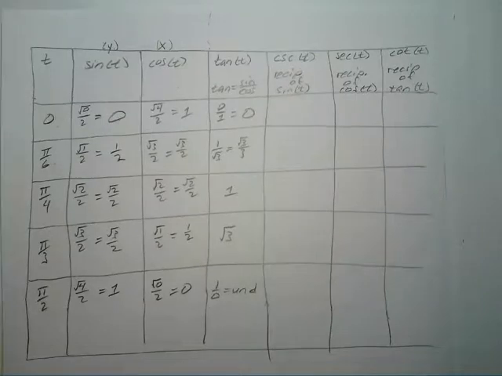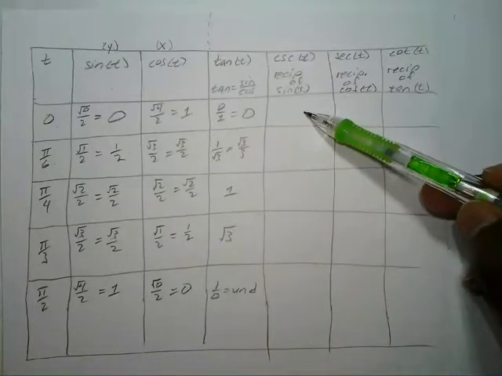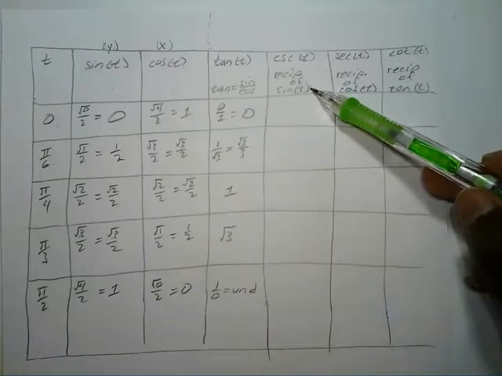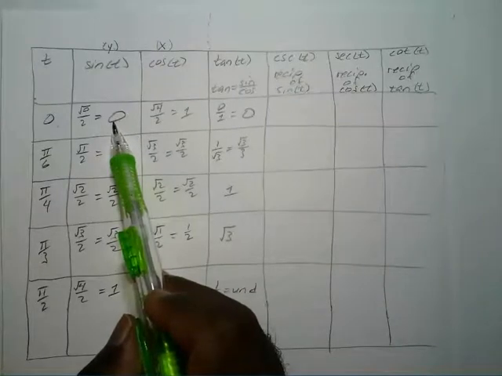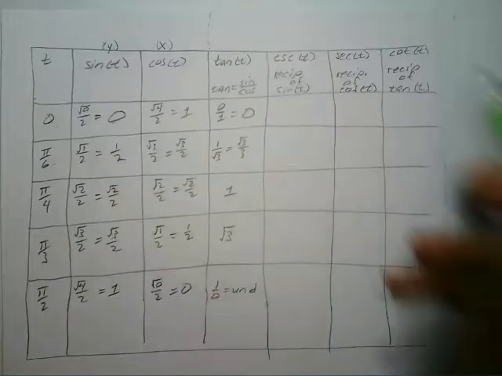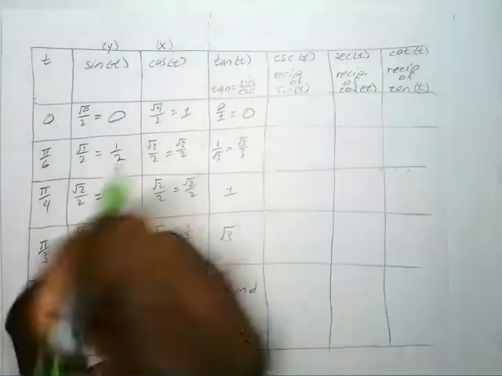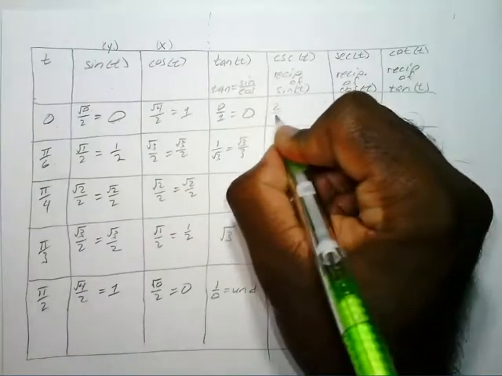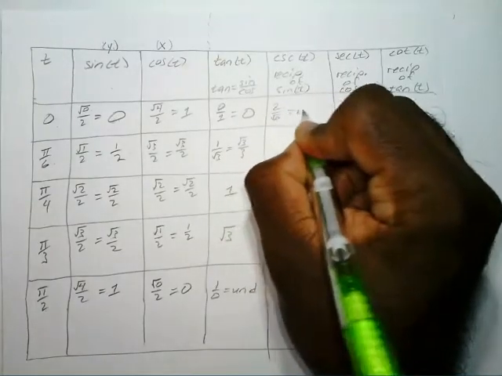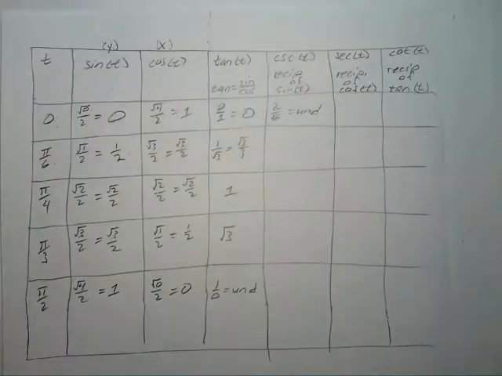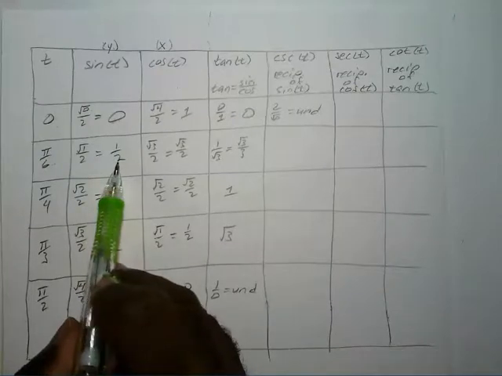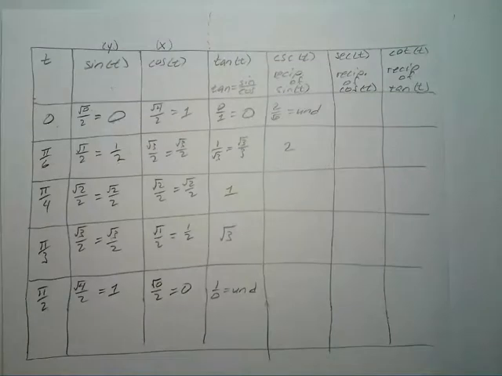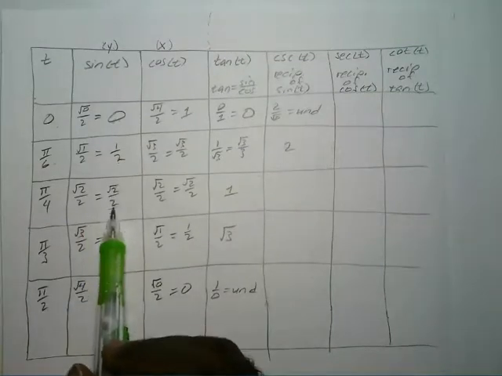Alright, so now we move on to our cosecant, which is just the reciprocal of sine. Okay, so we get our 0. We can rewrite that as 0 over 2. If we find the reciprocal of that, it's 2 over square root of 0, which is, of course, undefined. Okay, so here we have 1 over 2. The reciprocal of that is 2 over 1, which is 2.